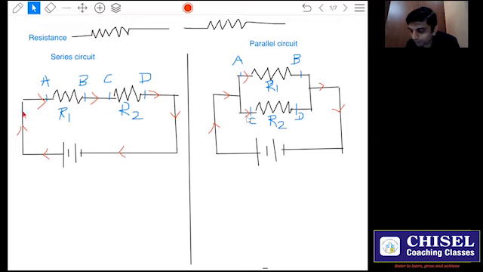First terminal of R1 is connected to the battery. Okay, this is connected to the positive end and this is connected to the negative end. Okay, now see the difference in the second diagram. Same resistances, end A is connected to the positive terminal of the battery.